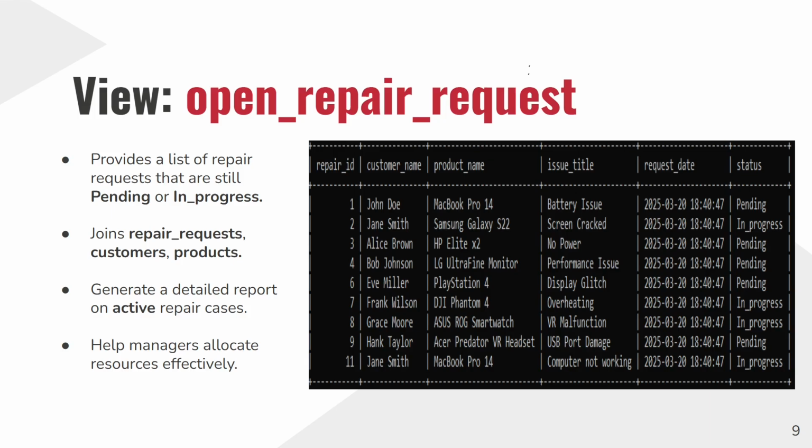As shown on the right, each row provides key information, such as the repair ID, customer name, product involved, issue title, request date, and the current status. This view helps managers quickly track ongoing repairs and allocate resources more effectively.